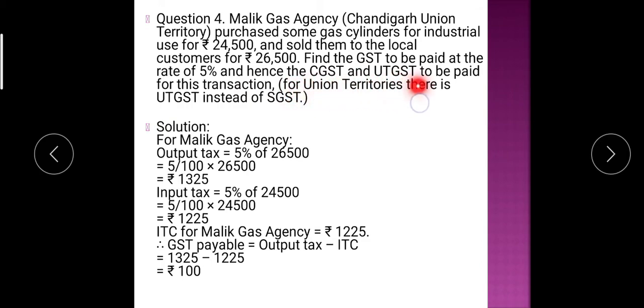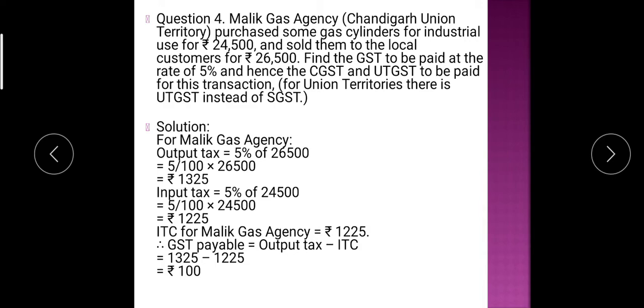Why is it UTGST? Because it is in a union territory. Therefore, when a union territory is there, instead of SGST it is UTGST, that is union territory GST. Chandigarh and some other cities are in a union territory, and if the business is with them, then instead of SGST you have to pay the UTGST.